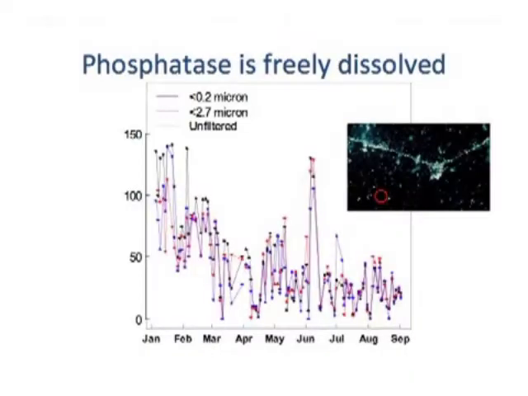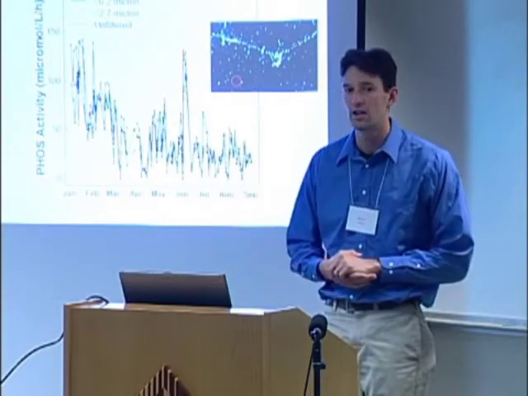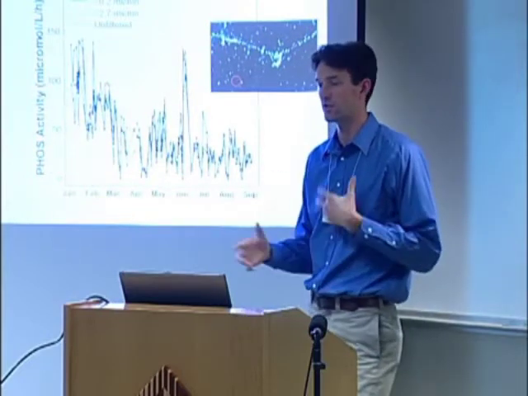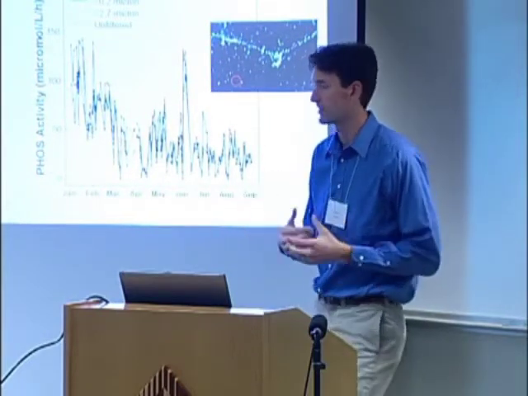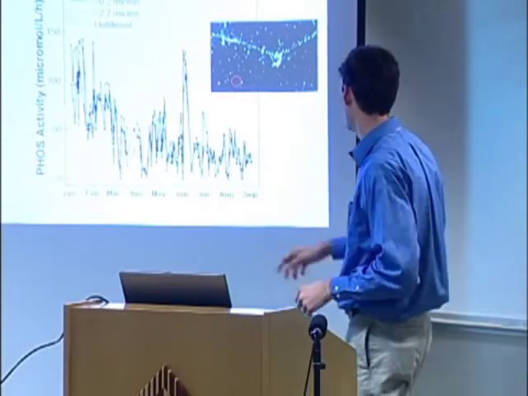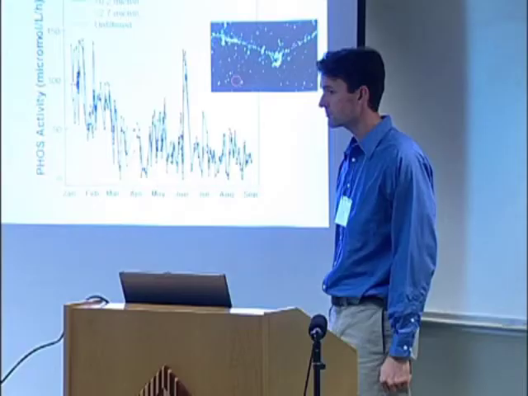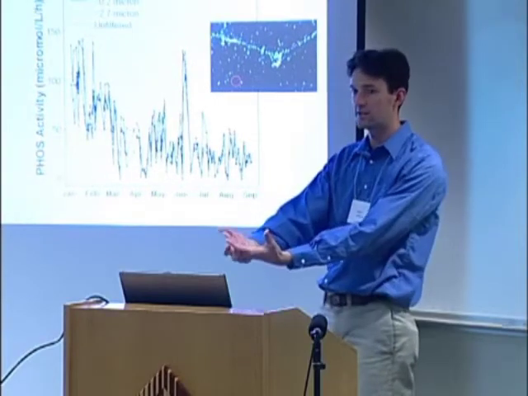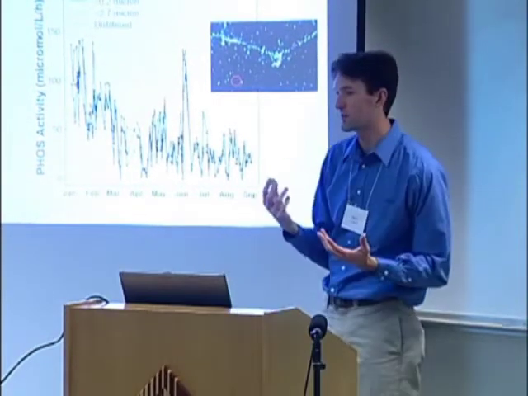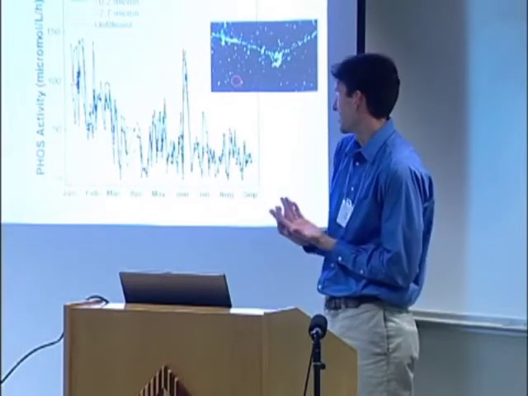So this is the activity of phosphatase. And phosphatase is an enzyme that releases phosphorus from organic compounds. It's really important because in a lot of the ocean, although not here at our site probably, phosphorus is a limiting nutrient to the growth of phytoplankton, the small plants that live in the ocean. So this looks kind of messy, and that's because all of these fractions are overlapping, which basically means that all of the activity is freely dissolved in the water column. So somehow this enzyme is being released out into the broader water column, which doesn't really make sense to me, at least from an evolutionary perspective.